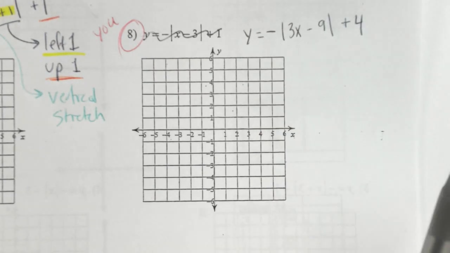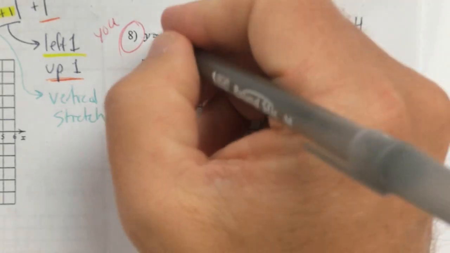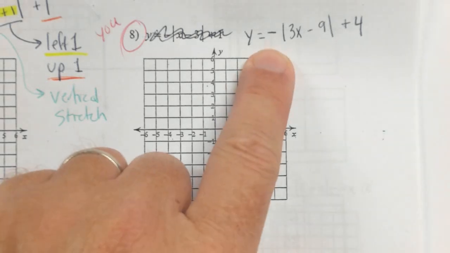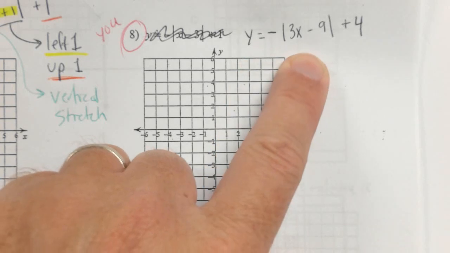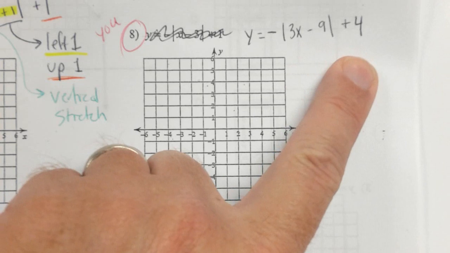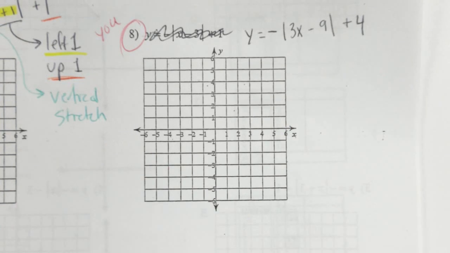All right, why don't you try number 8? Let's change number 8, though. Let's put another, where you have to do similar to what you did on number 7. So change number 8 to y equals negative absolute value 3x minus 9 plus 4. And I feel like that's just about as complicated as we could make one, because it's got all the changes and you got to factor out the thing. So you try that one.